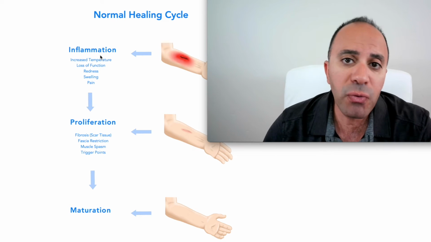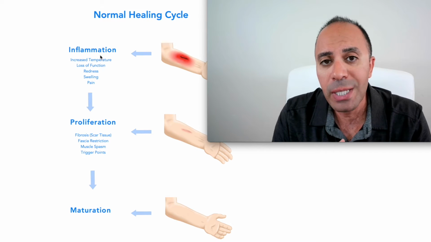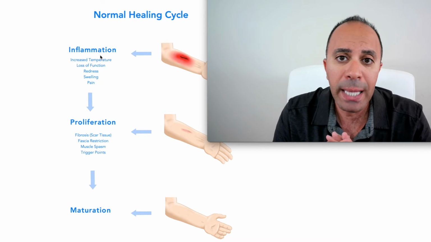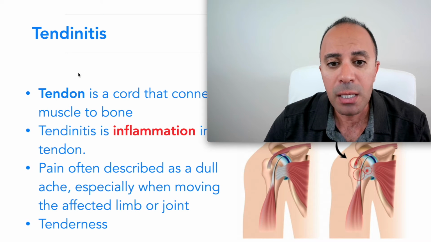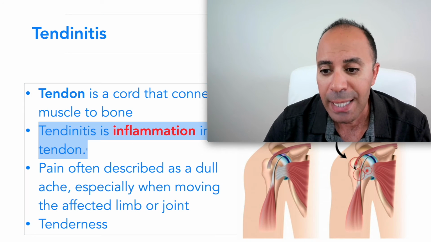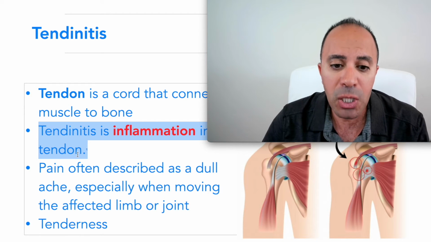So the first stage of healing is inflammation. Swelling, redness, the blood starts to rush to that area, and you start to experience pain and decreased function. And by definition, tendonitis is inflammation. It's swelling in the tendon area. So you have inflammation there.